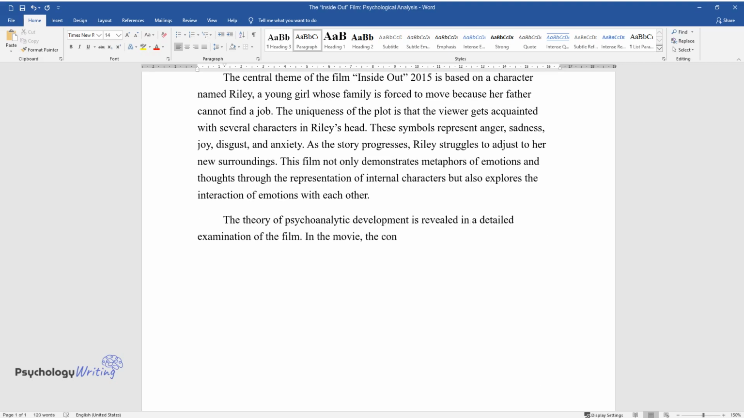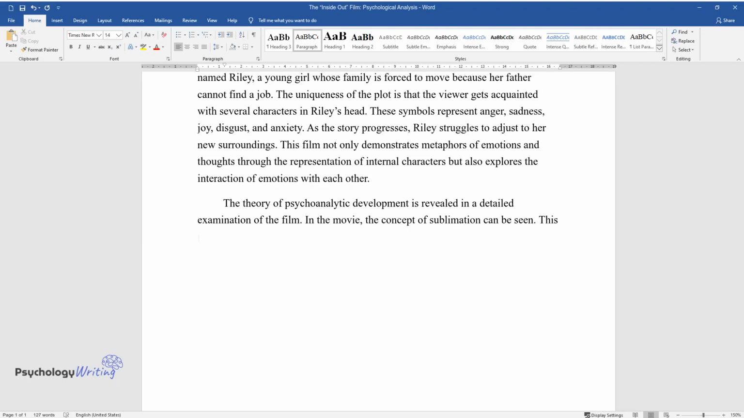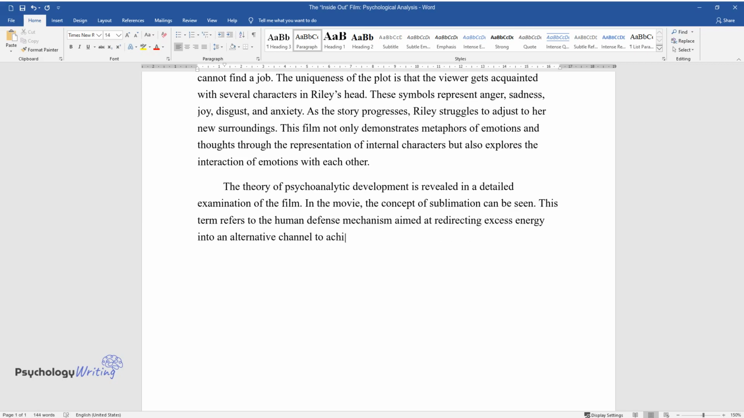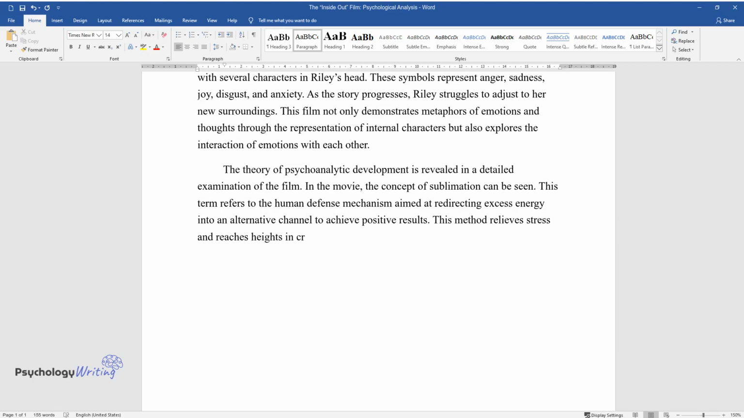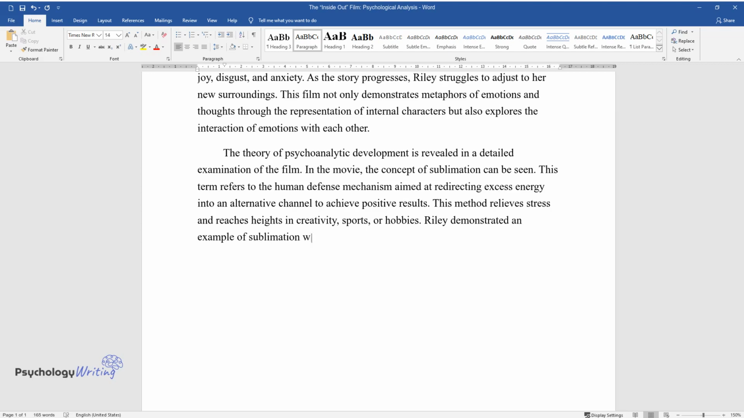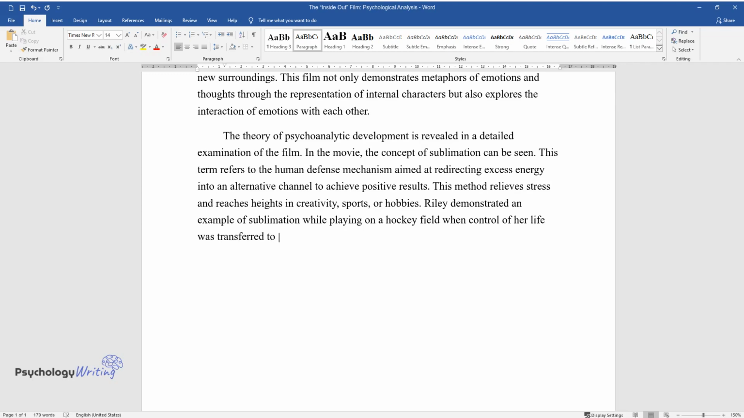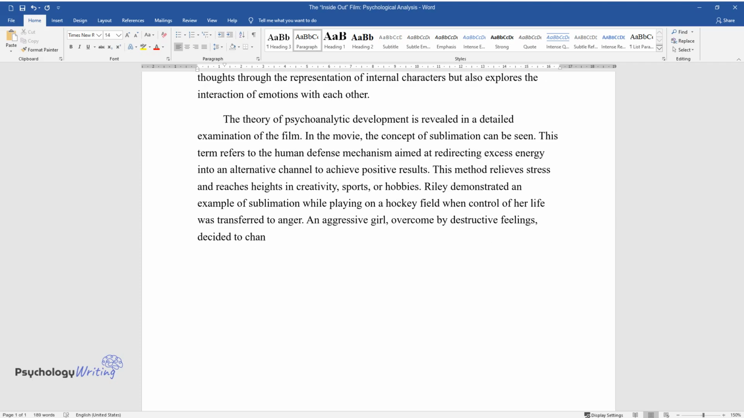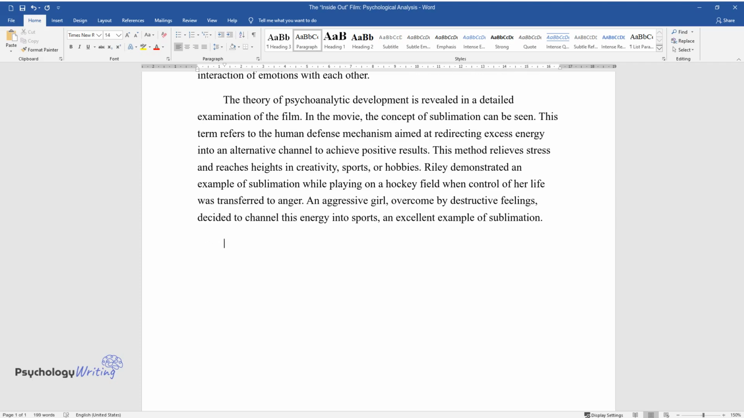In the movie, the concept of sublimation can be seen. This term refers to the human defense mechanism aimed at redirecting excess energy into an alternative channel to achieve positive results. This method relieves stress and reaches heights in creativity, sports, or hobbies. Riley demonstrated an example of sublimation while playing on a hockey field when control of her life was transferred to anger. An aggressive girl, overcome by destructive feelings, decided to channel this energy into sports, an excellent example of sublimation.